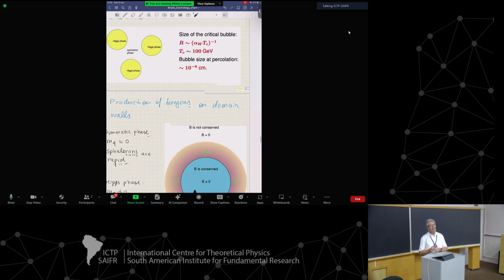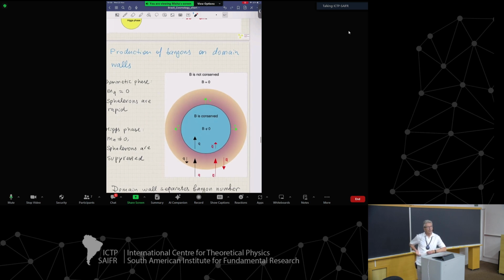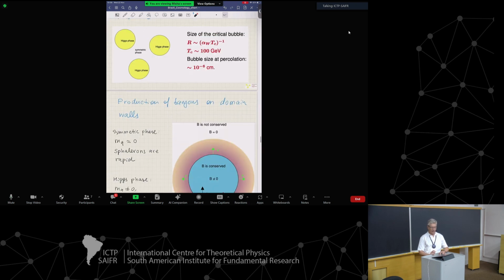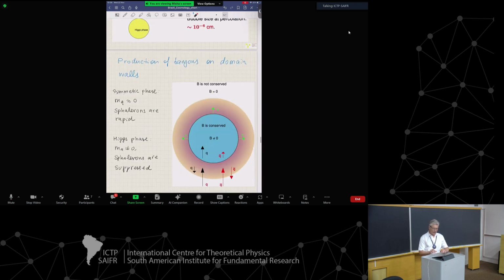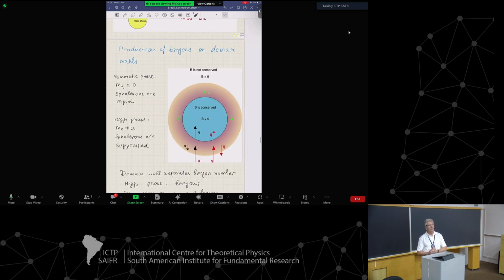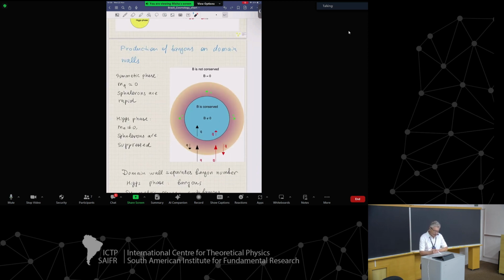Okay, and then the idea of electroweak baryogenesis is to exploit this picture. This is how it may happen. Here I plot the same bubble as here. So inside the bubble, we have a large vacuum expectation value of the Higgs field. Okay? And inside the bubble, the rate of sphaleron transitions is suppressed. So inside the bubble, baryon number is conserved.